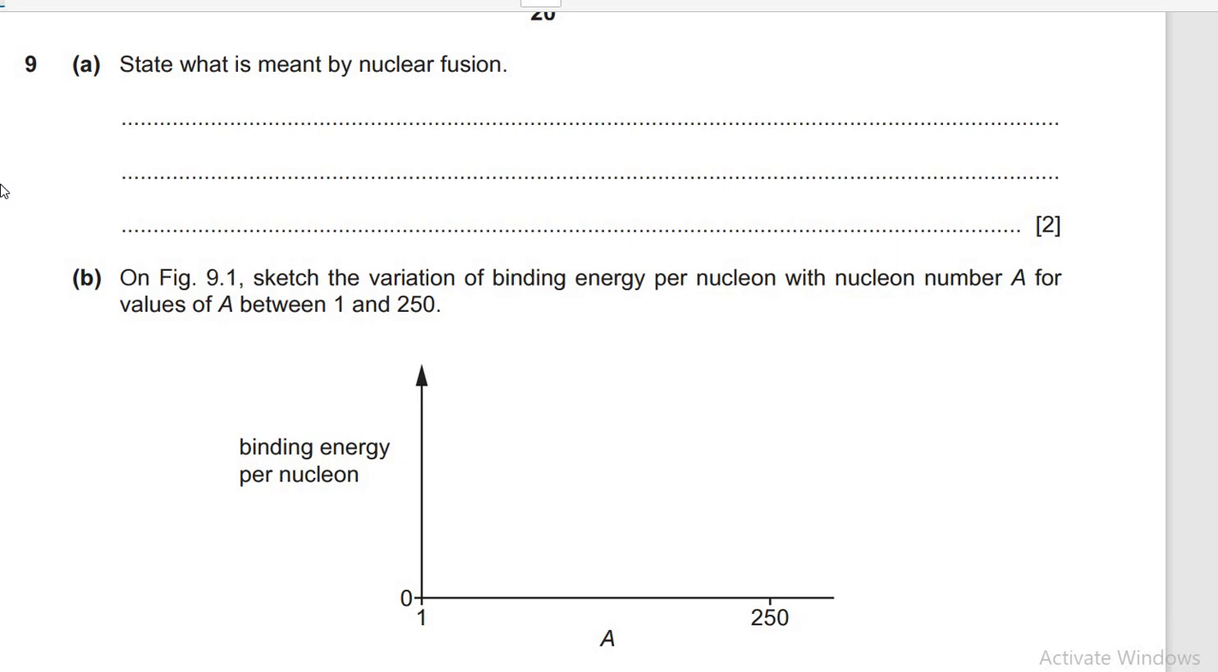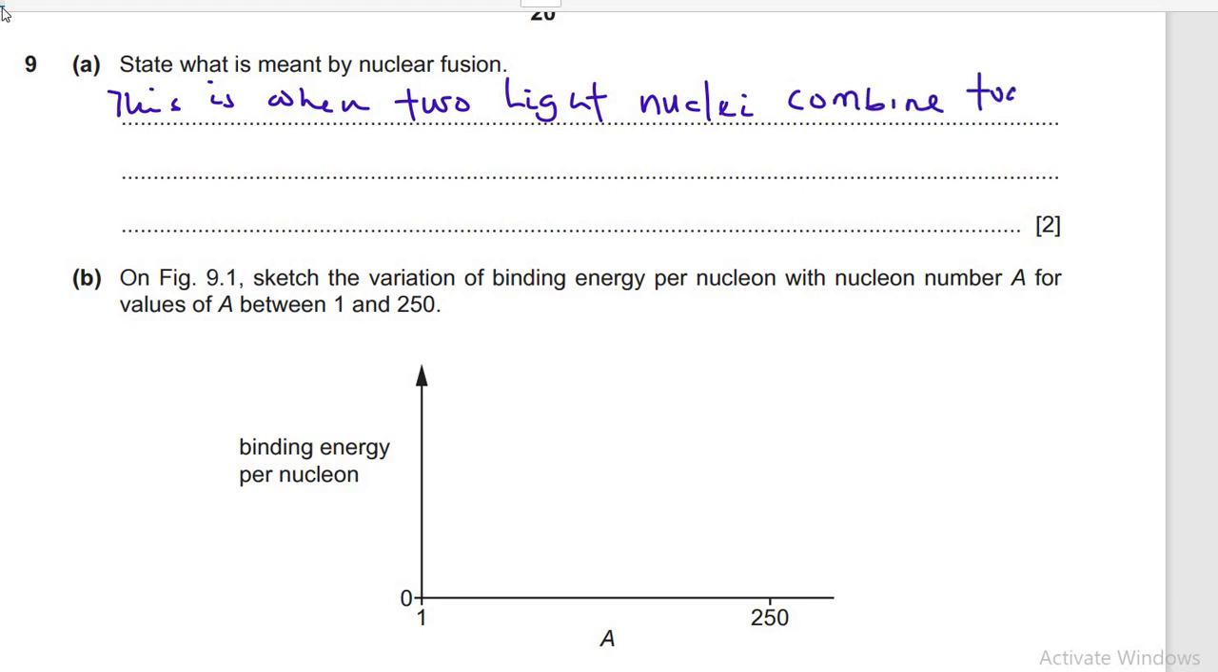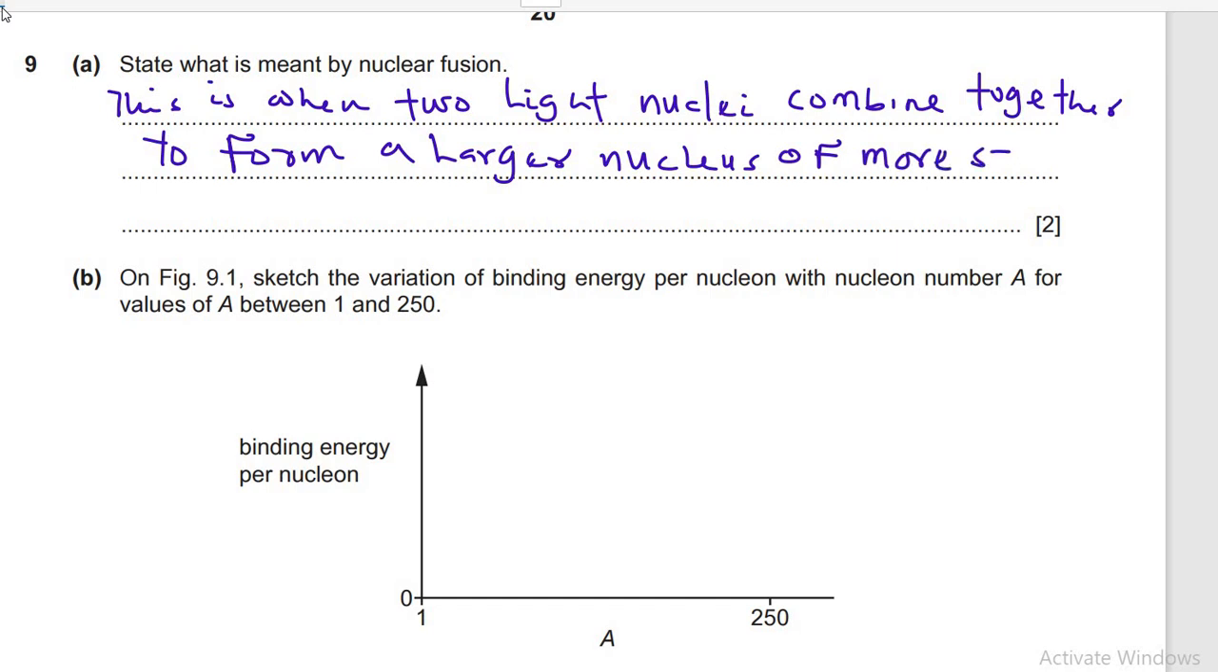What is meant by nuclear fusion? This is when two light nuclei combine together or join together to form a larger nucleus of more stability, with the release of energy.